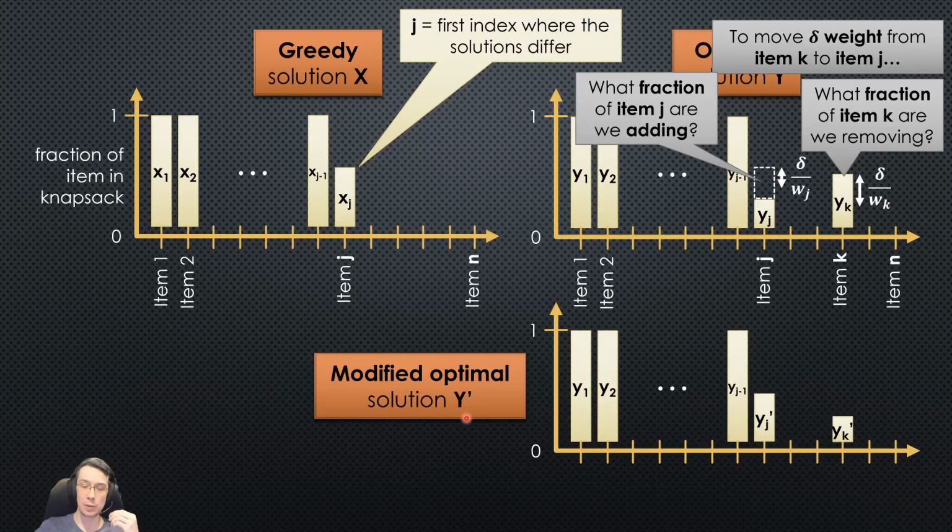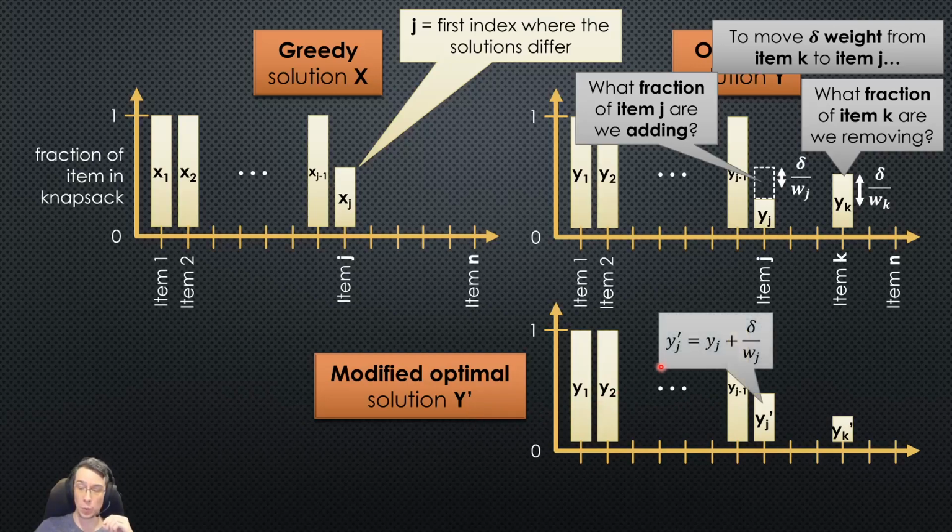Okay, so we can take our solution y, copy it, and change it slightly to obtain a different solution y prime. y prime is the same as y everywhere except at items j and k. So in y prime, we've taken delta weight of item k, that's a delta over wk fraction of item k, and we've taken that away and added a delta over wj fraction of item j. So you can see that reflected here.